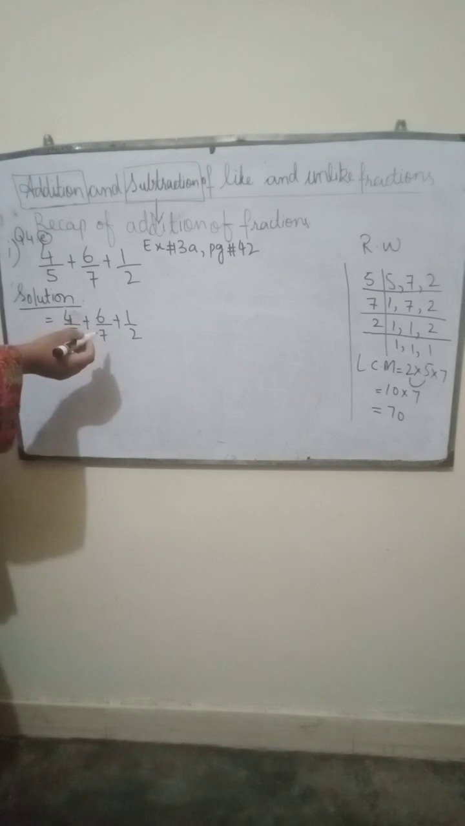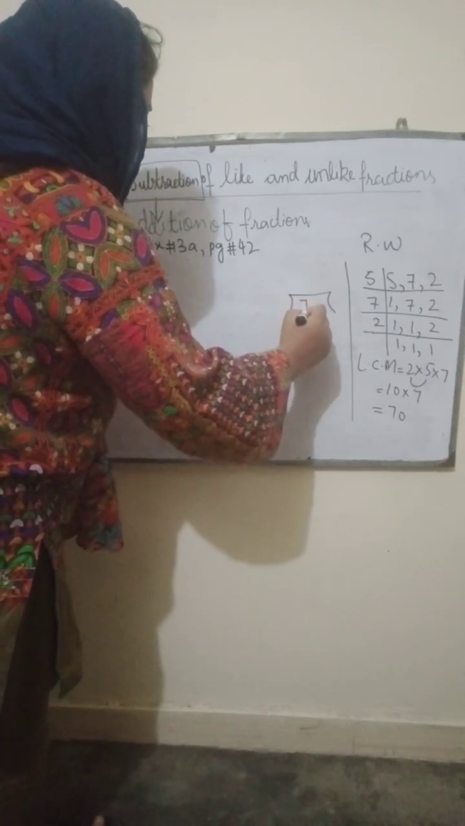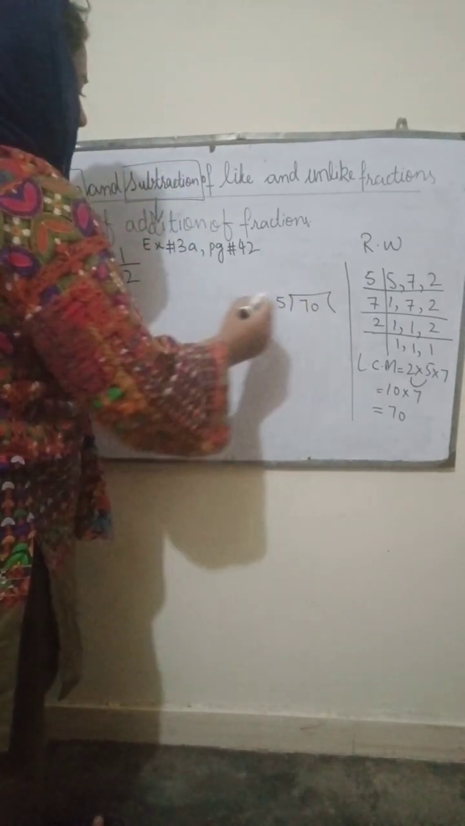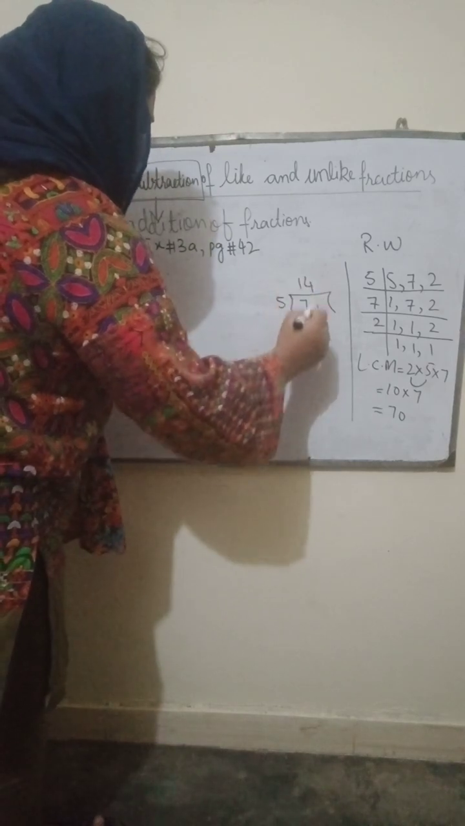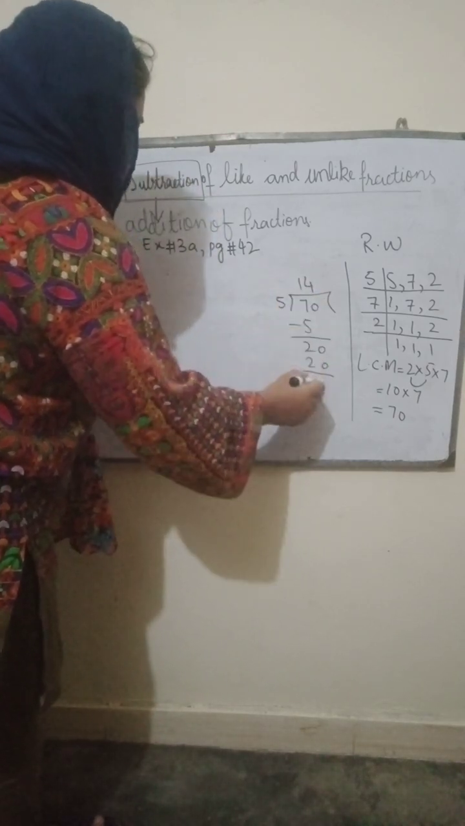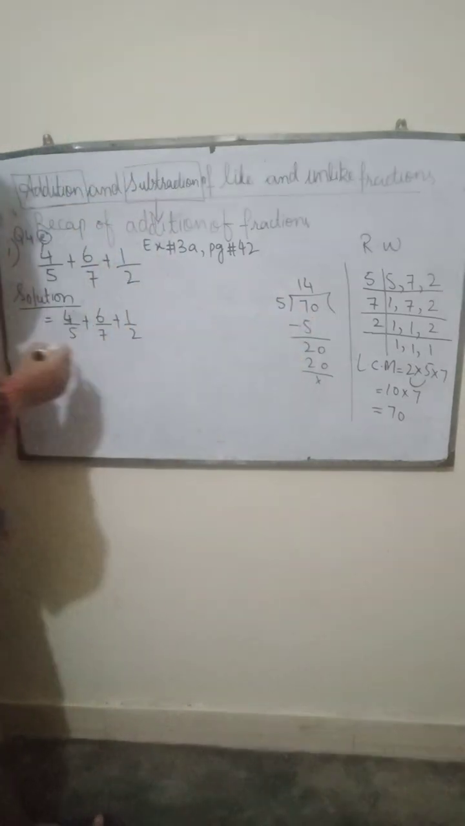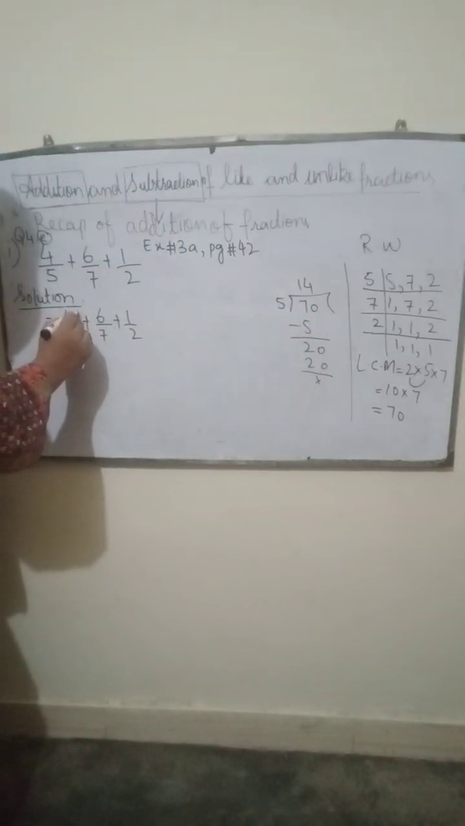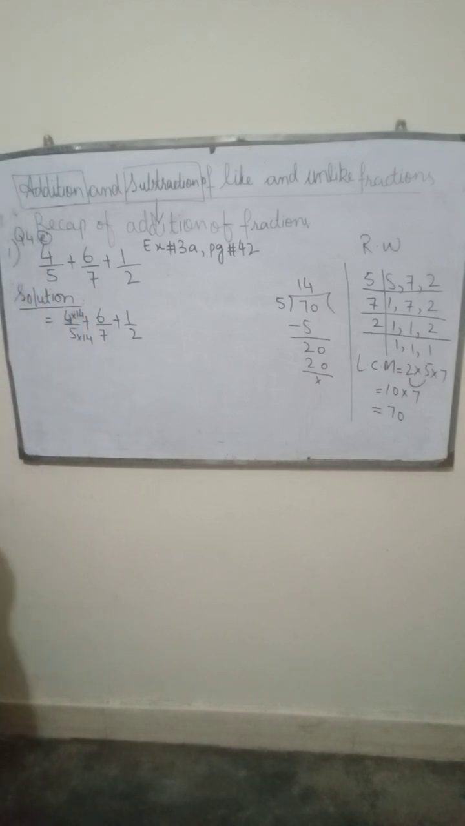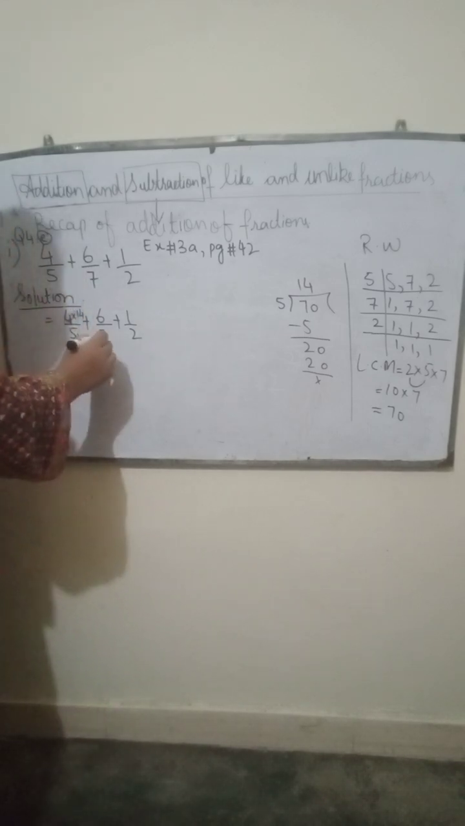Where does 70 come in the table of 5? So you have to divide 70 by 5. Okay. 5 1s are 5, 5 4s are 20. So here we have 14 times 5 is 70. So we have to multiply this with 14. Okay. Now where does 70 come in the table of 7?